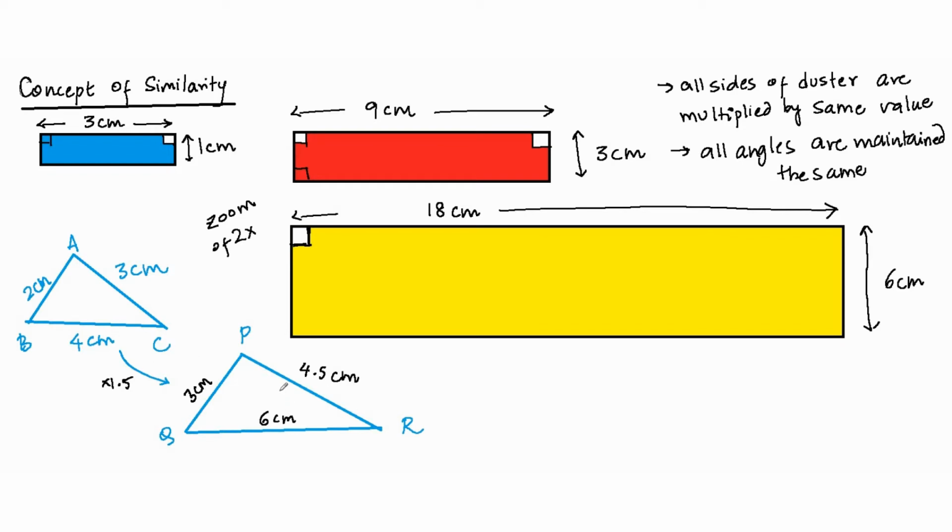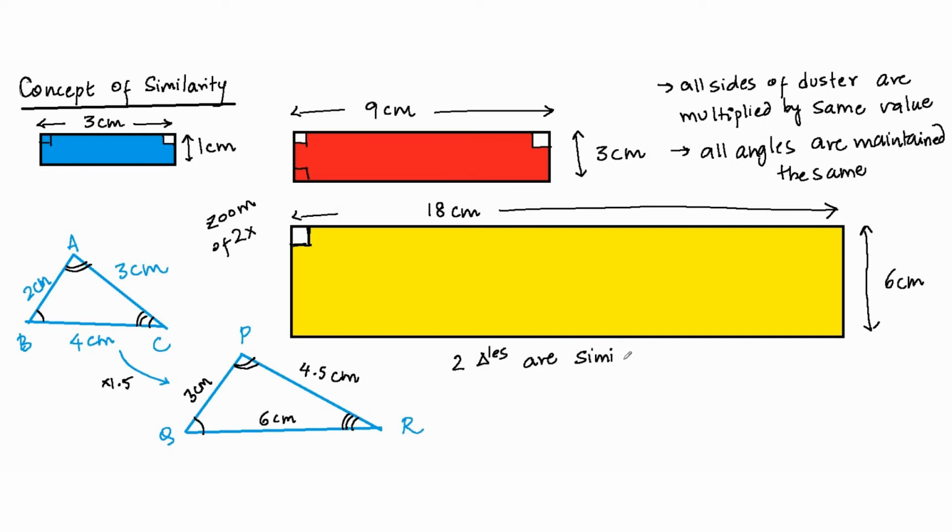Then these two triangles are similar to each other. However, please notice that angle B will be equal to angle Q. The angles will not change. Angle A will be equal to angle P, and angle C will be equal to angle R. These two triangles are therefore similar to each other. So in a nutshell, I can say two triangles are similar.